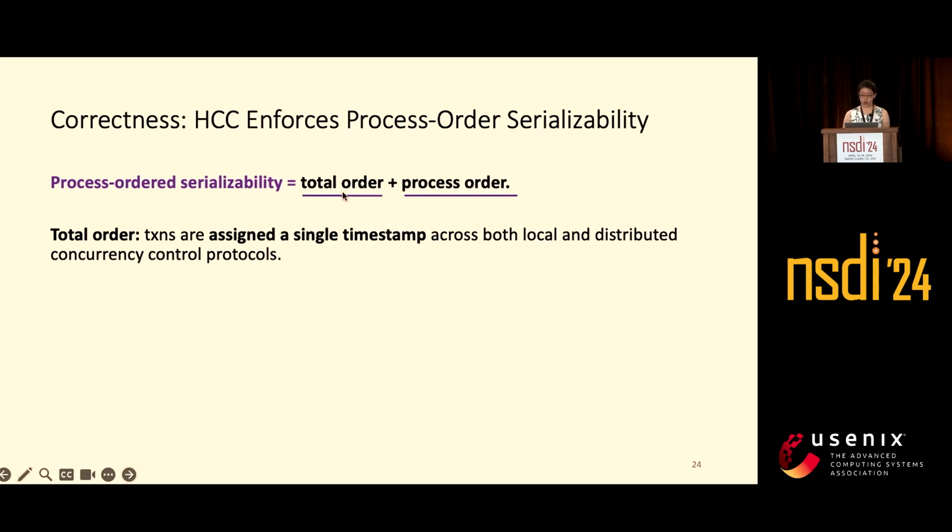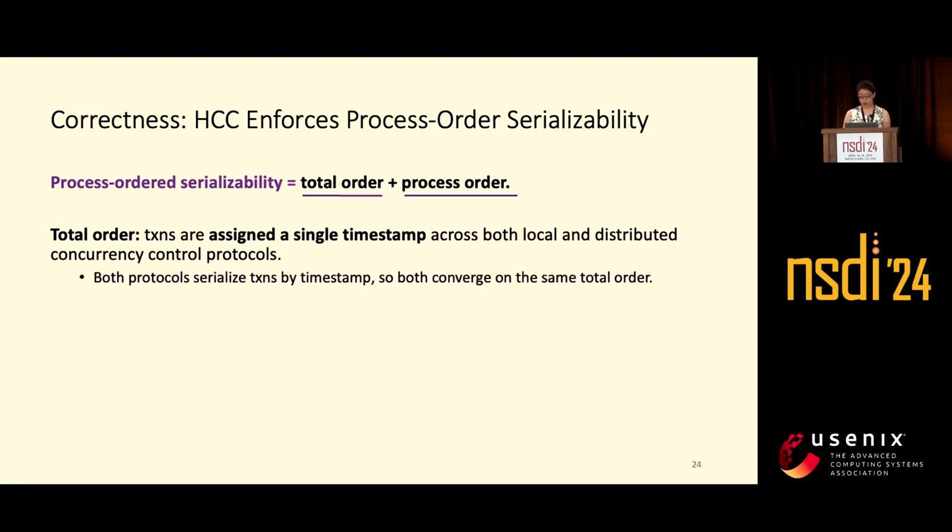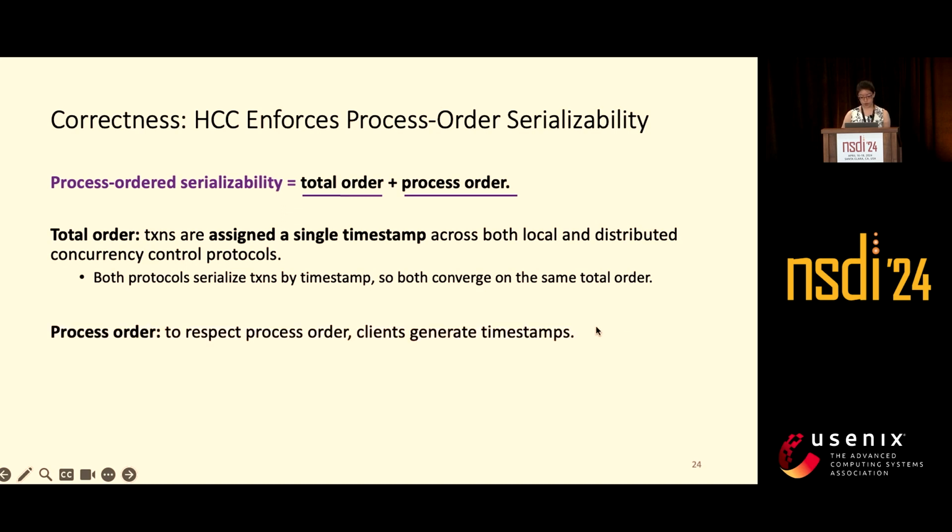To enforce a matching order, a transaction is assigned a timestamp. Both databases then execute their parts of the transaction at that exact timestamp. Since both local and distributed concurrency control serialize transactions in timestamp order, they converge on the same total order. That order matches the one that clients submit transactions in, since clients themselves generate the timestamps.